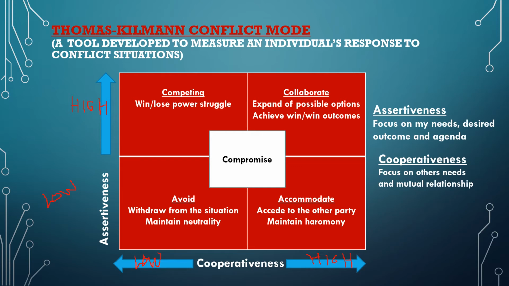Let's take competing, for example. Competing is a win-lose power struggle. Competing is high on assertiveness, but very low on cooperativeness. Another conflict mode we can look at is avoiding, which is withdrawing from the situation to maintain neutrality. Avoiding is low on assertiveness and low on cooperativeness as well.